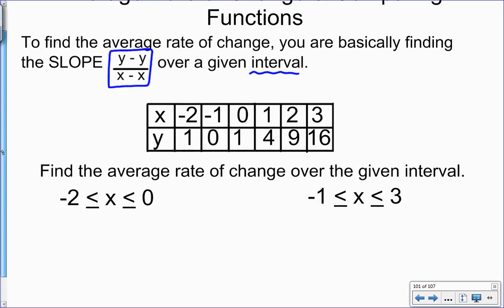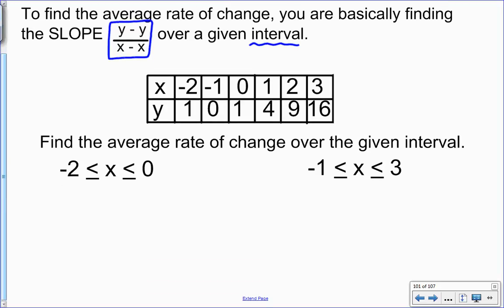So in this first example, our function is given to us in this table. Across the top, we've got our x values. Across the bottom, we've got our y values. So together, they would make ordered pairs. The directions say to find the average rate of change over the given interval. This time, they're written really different. So what this means, essentially, is you want to find the average rate of change between -2 and 0. So what is my slope between -2 and 0?